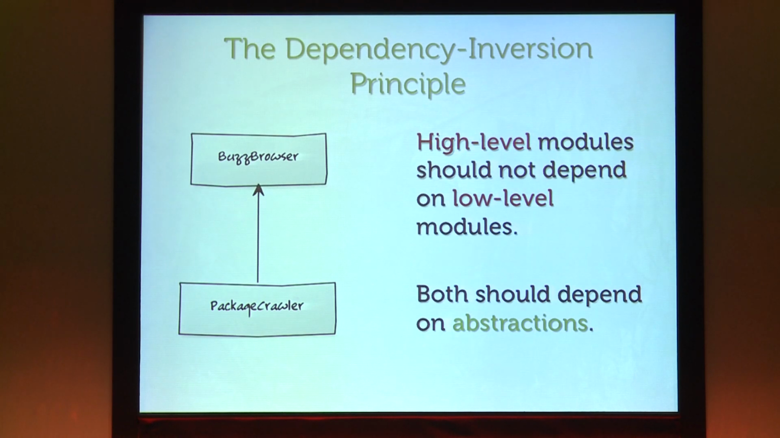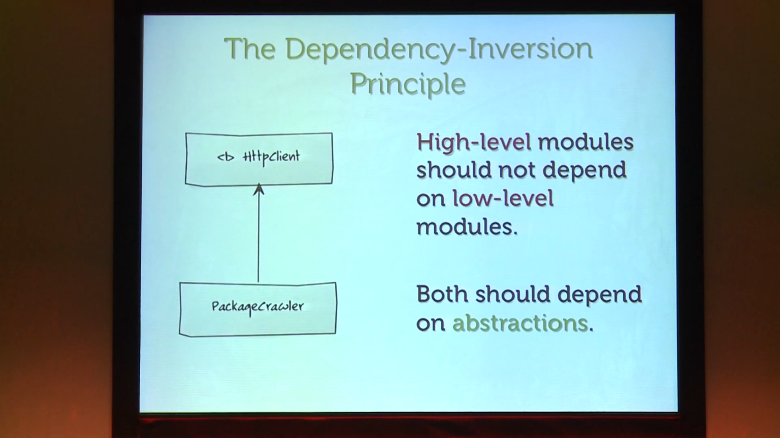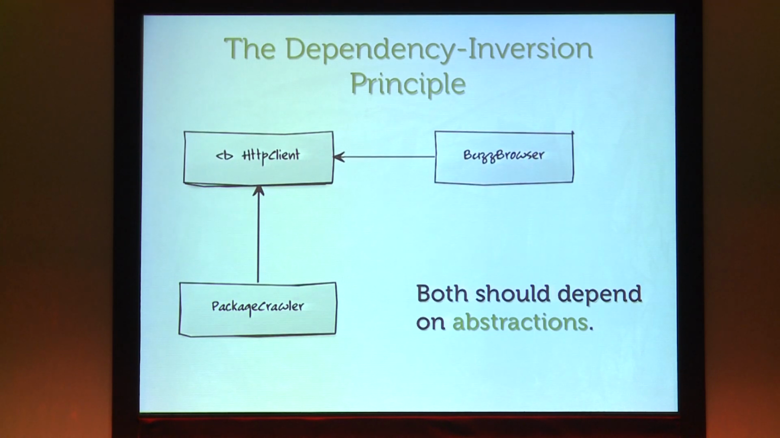So the principle gives us a solution. It says both high-level modules and low-level modules should depend on abstractions. So watch the Buzz browser. We introduce an abstraction. My package crawler is not going to depend on the Buzz browser directly. It's going to depend on an interface, HTTP client interface. HTTP client is some kind of abstraction. The principle says both should depend on the abstraction, so our Buzz browser should also implement that interface.